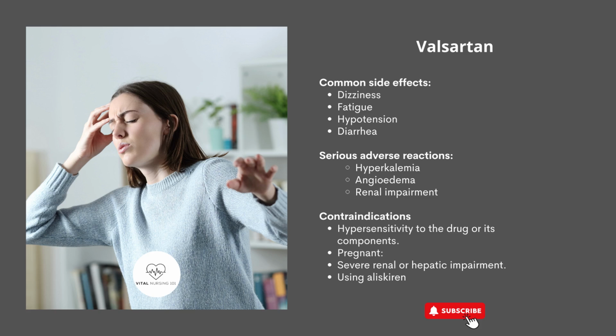Contraindications. Valsartan is contraindicated in patients who have a known hypersensitivity to the drug or its components, are pregnant. Valsartan can cause fetal harm when administered during pregnancy. Have severe renal or hepatic impairment. Are concurrently using aliskiren in patients with diabetes or renal impairment. Knowing these contraindications helps you identify patients for whom Valsartan may not be appropriate.